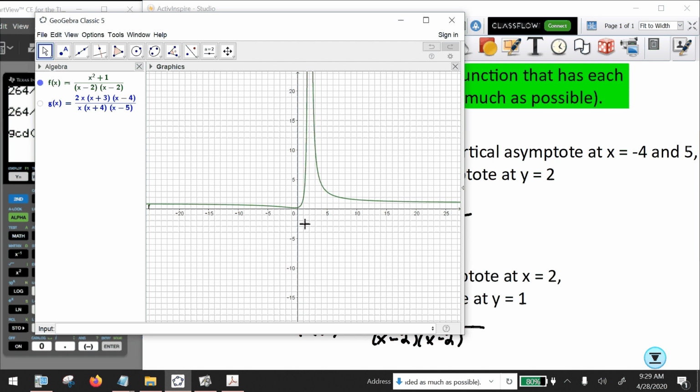There is no x-intercept. You can see clearly that this green function never crosses the x-axis. There is definitely a vertical asymptote at x equal to 2. You can see that it approaches that. And there is a horizontal asymptote at y equal to positive 1. And it doesn't look like there's any holes. So this is a function that satisfies those properties.